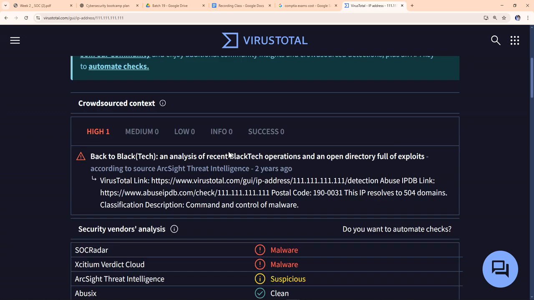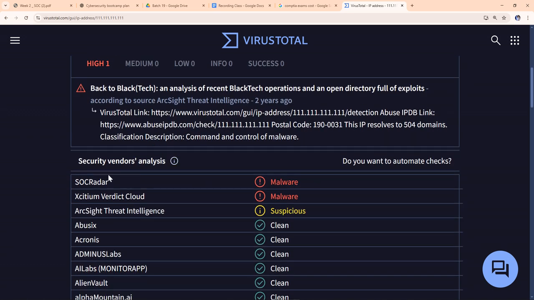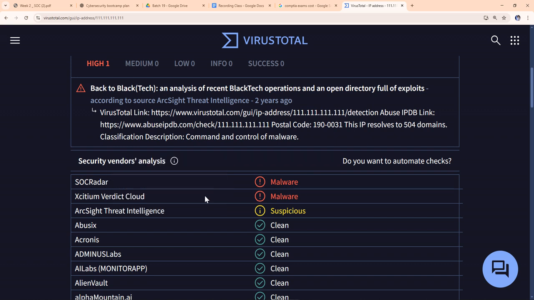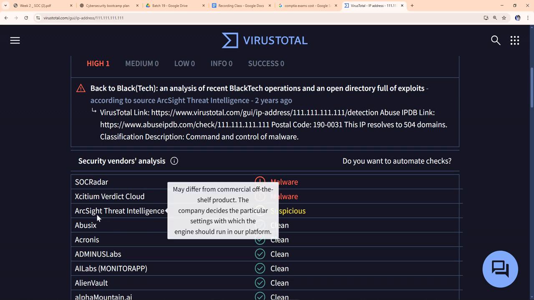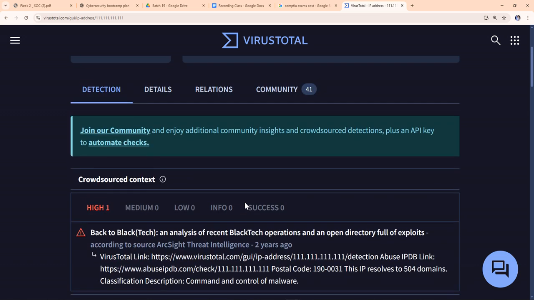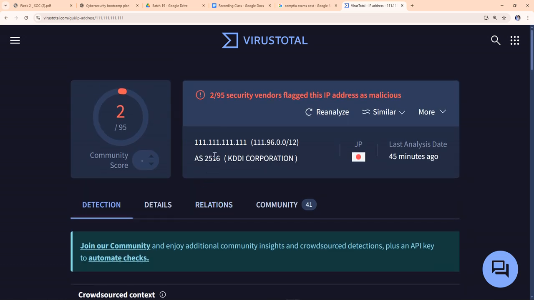So if you scroll down, you will see the two security vendors that flagged it as malicious. SOC Radar is saying that it has malware. Exitune Veggie Cloud is saying it has malware. And Threat Intelligence said it's suspicious. So this is what these platforms can do.